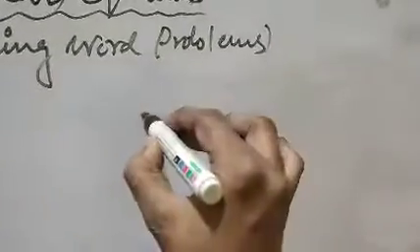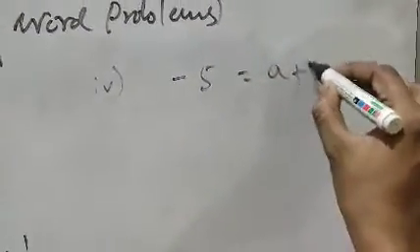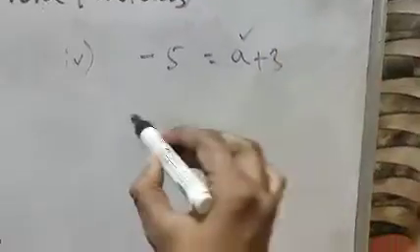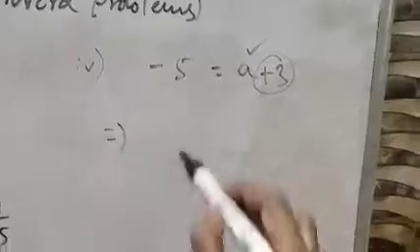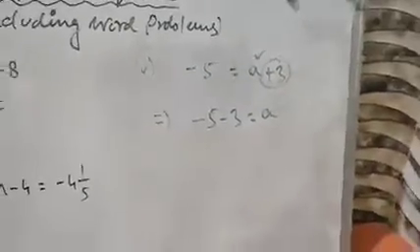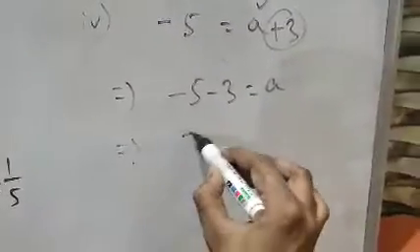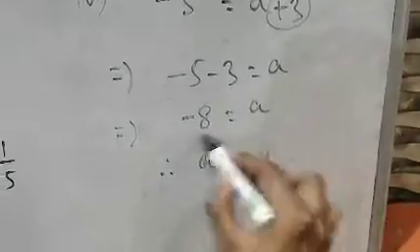Next. Next question, after question number 8, last question, question 4. Equation is minus 5 equal to a plus 3. Here variable used is a. So to find out the value of a, this plus 3 needs to be transferred. When you transfer this plus 3, it will be minus 3 here because the reverse sign of plus is minus. Minus 5 minus 3 means minus 8 equals to a. Therefore, variable a is minus 8.